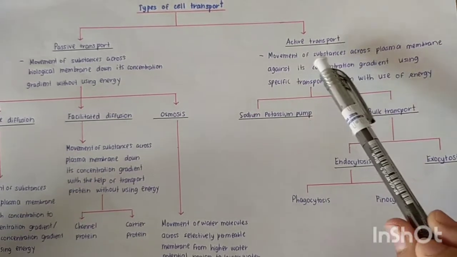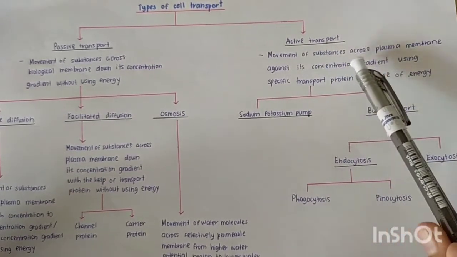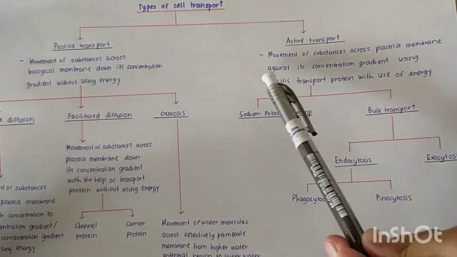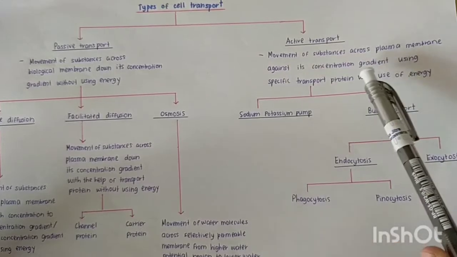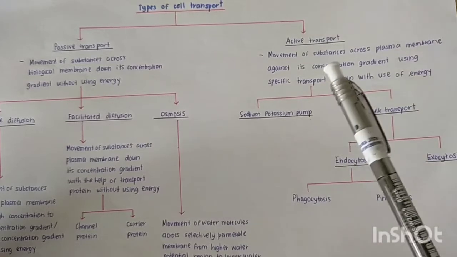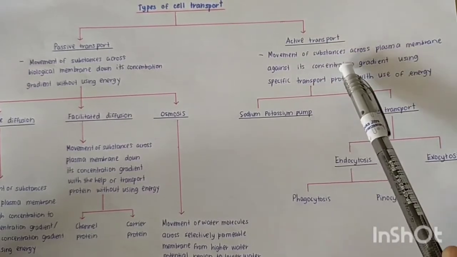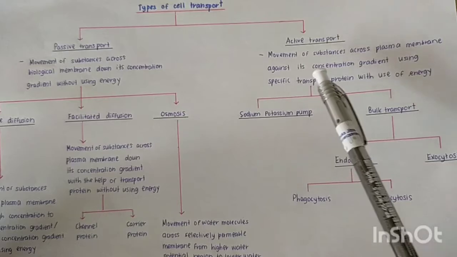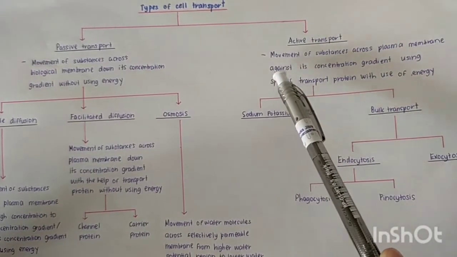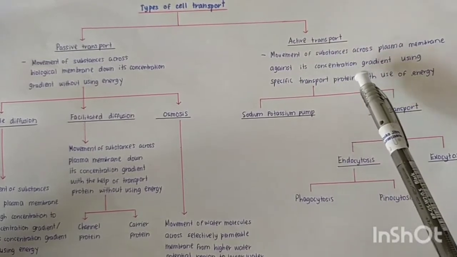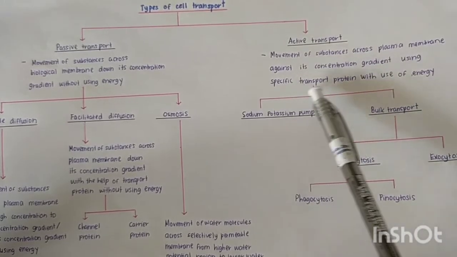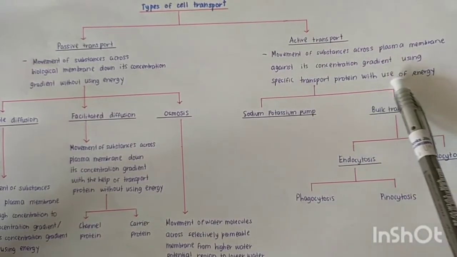Active transport is the movement of substance. The substance in this case can be ions or molecules across the plasma membrane against its concentration gradient. So the keywords here, what differentiates active transport from passive transport? Firstly, the movement of substance across the plasma membrane against its concentration gradient. Against in this case is from lower concentration to higher concentration. It means the same thing, using specific transport protein with use of energy.